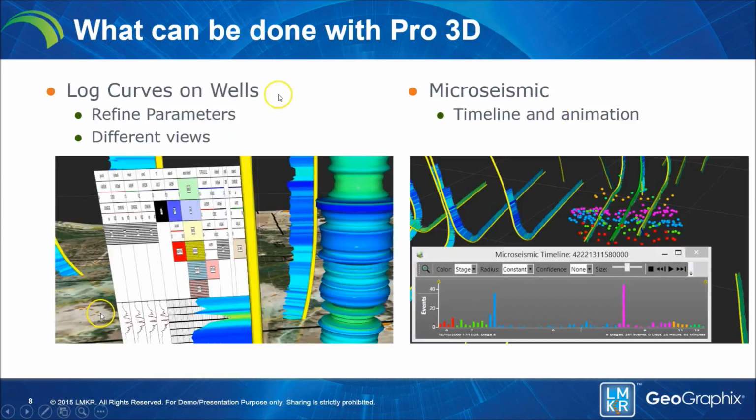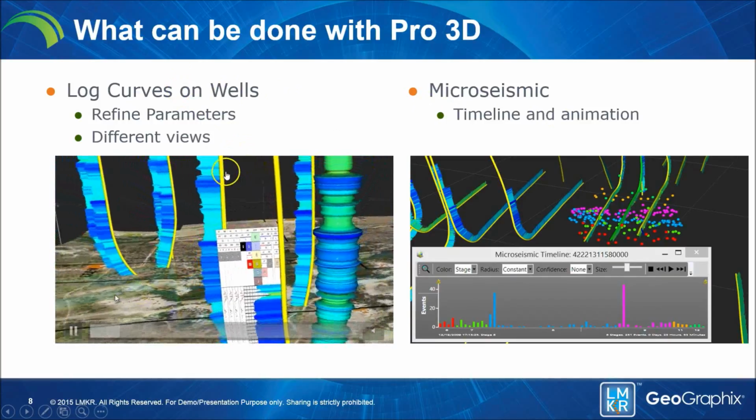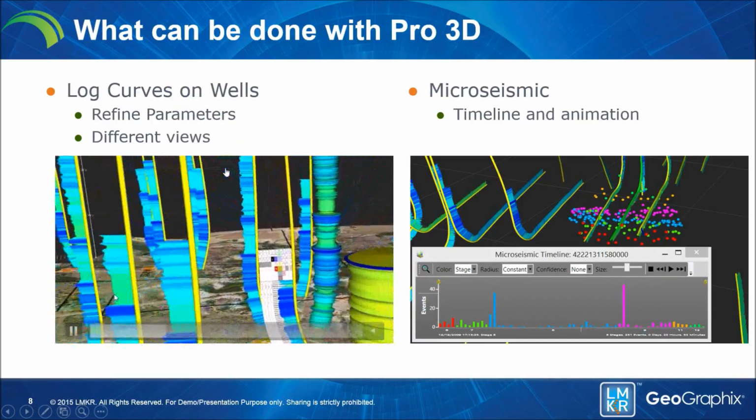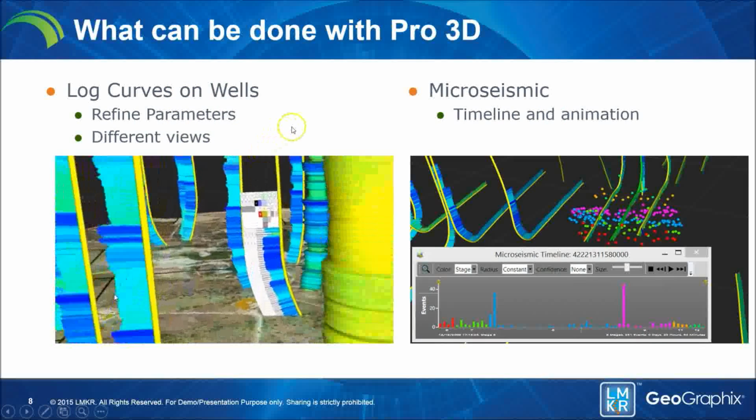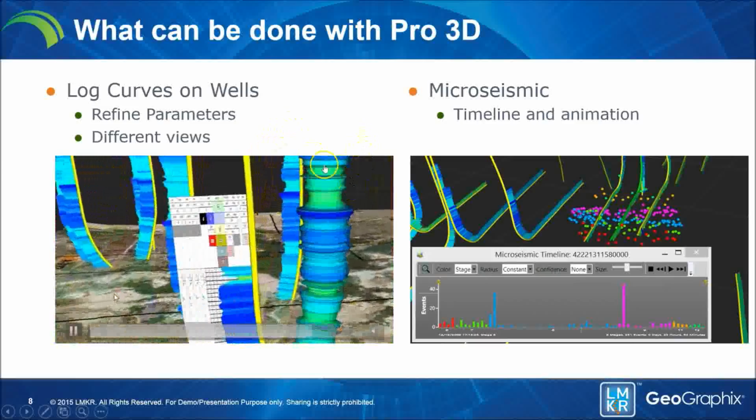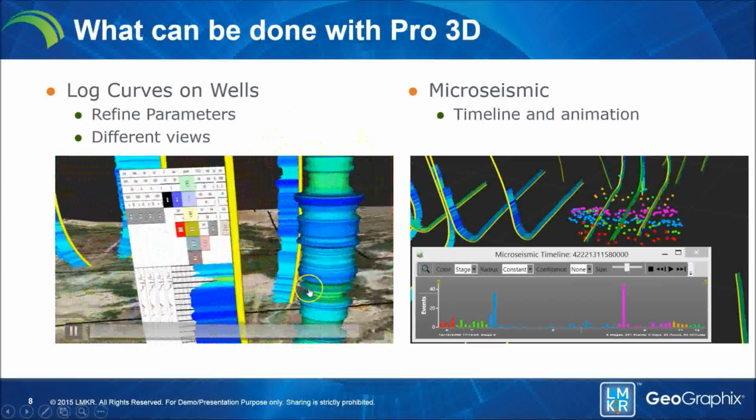All right, what about log curves? Well, you can display different log curves that you have, gamma ray, DT, resistivity, whatever it is that you're displaying. You can also refine parameters and make different views. As you see over here, some of them are blade views and others are lathe views.